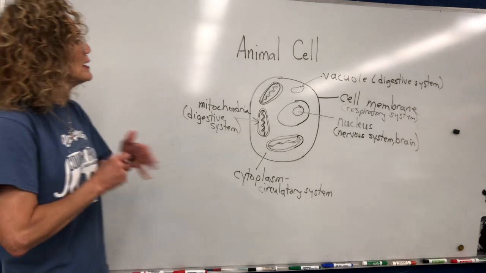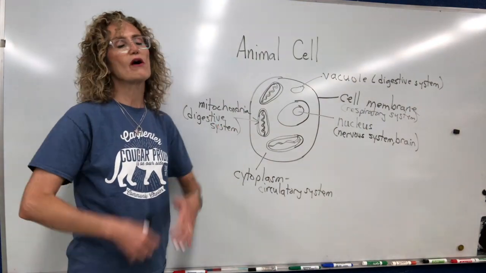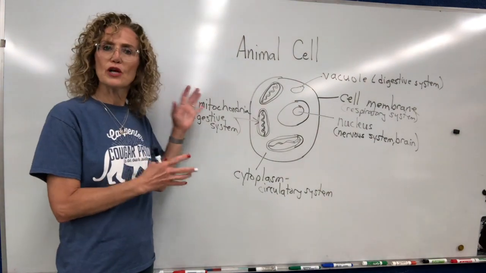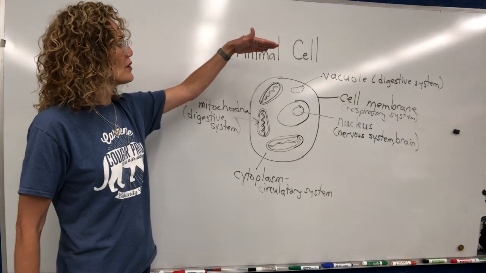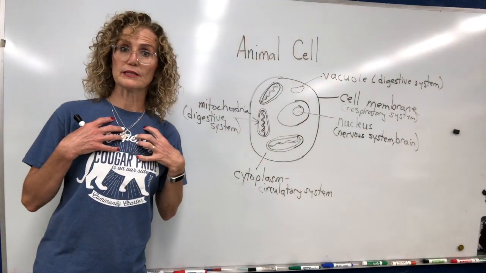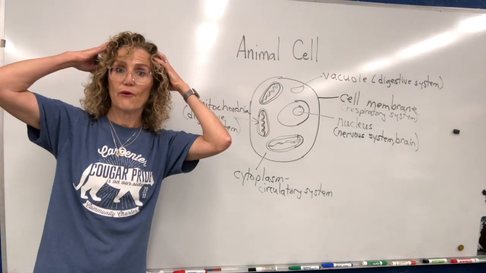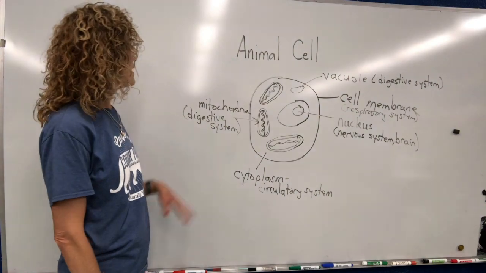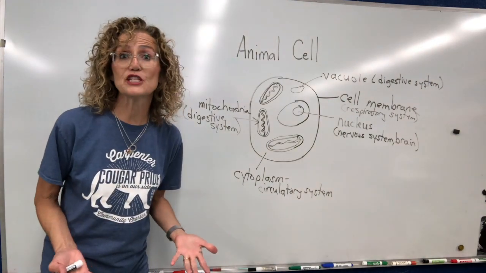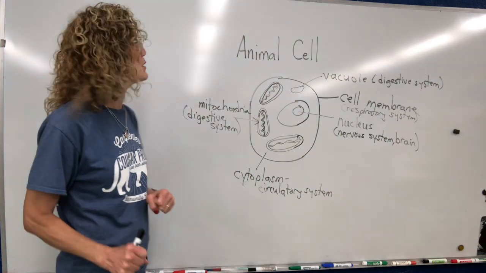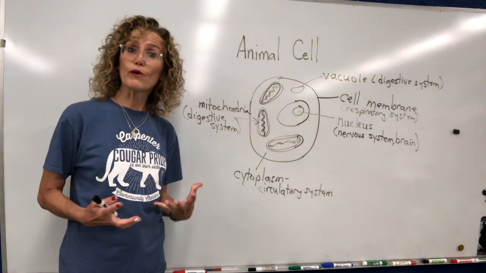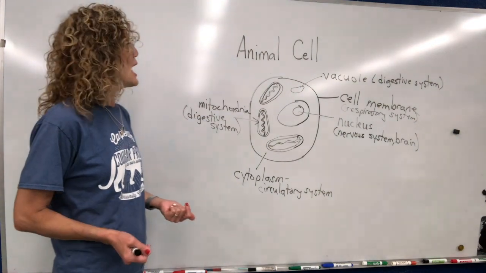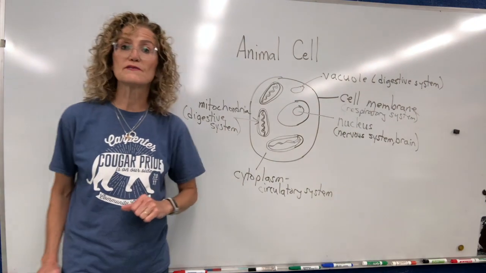Okay, so these are the parts of an animal cell. There are additional parts that are more detailed. We're going to focus on just these, okay? We're going to focus on the cell membrane, like the respiratory system; the nucleus, the brain of the cell; the cytoplasm, the circulatory system for the cell; the mitochondria, kind of like the digestive system, extracting energy from nutrients; the vacuole, storing waste and also storing some excess nutrients. So these are the parts of the cell.